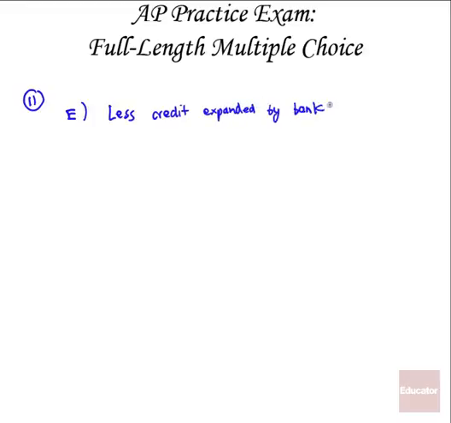So anytime people hold on to cash, anytime banks don't lend out more money, there's less credit, and as a result, there's going to be a slowdown in economic activity. Okay, question number 12. Keynesian theory, decreasing taxes and increasing government spending. What's going to happen to consumption, expenditures, and unemployment?